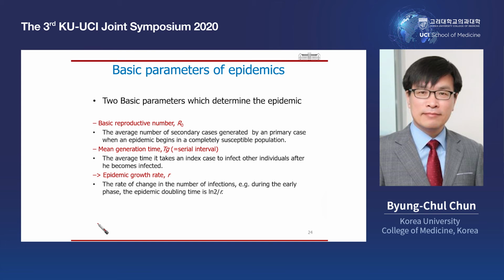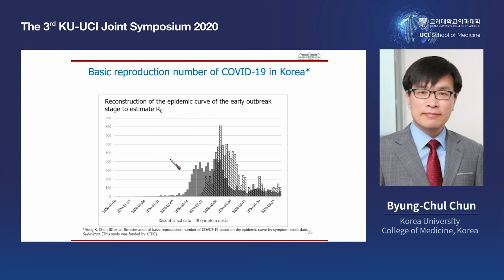There are two basic parameters which determine the epidemic: the basic reproductive number R0 and the mean generation time. Estimation of these two parameters is essential to control and predict the epidemics in any country. To estimate the R0 of COVID-19 in Korea, we had to reconstruct the epidemic curve from the bottom.